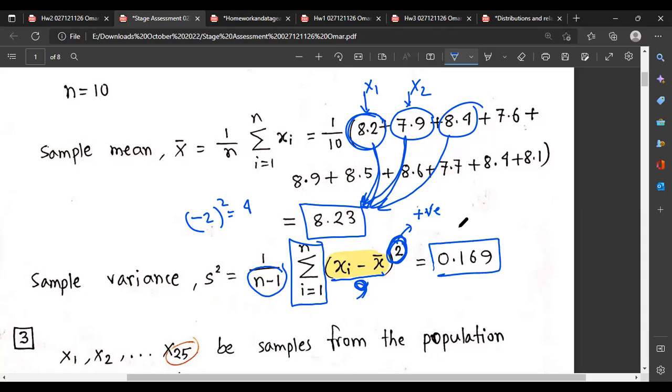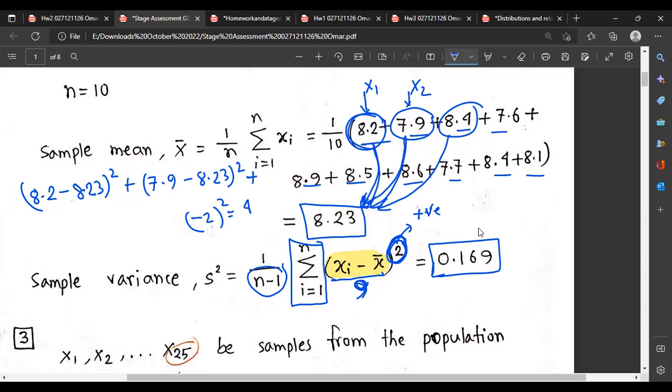I haven't explained it in detail here, but it is calculated this way, okay? It will take some time to calculate using my calculator or by hand. So I think you understand, right? xi, that means 8.2, then minus 8.23, then whole square, okay? And then plus 7.9 minus 8.23, then whole square. So this way you have to add these 10 numbers, right? 1, 2, 3, 4, 5, 6, 7, 8, 9, 10, okay? And then you divide by n minus 1, so divide by 9. You will get the final answer here, the sample variance.